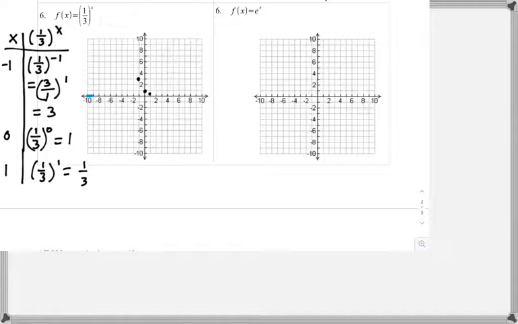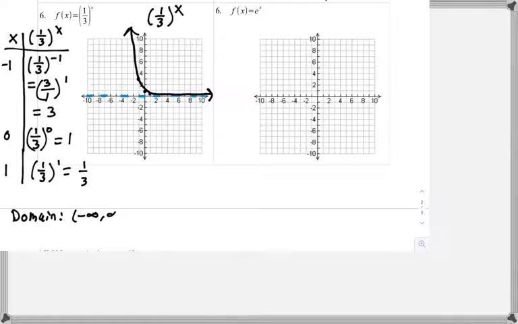The horizontal asymptote in stock form is always y = 0 for these exponential functions. Okay, and we got our 3 points. That's enough, and we can go ahead and sketch our graph, label it. And so now our domain is going to be all real numbers. The range is all positives, and your horizontal asymptote is y = 0. Okay.